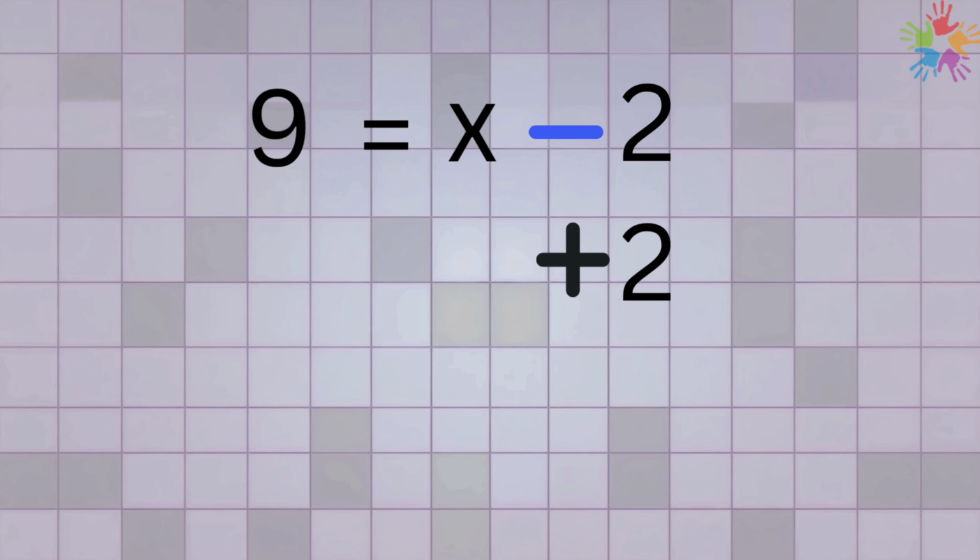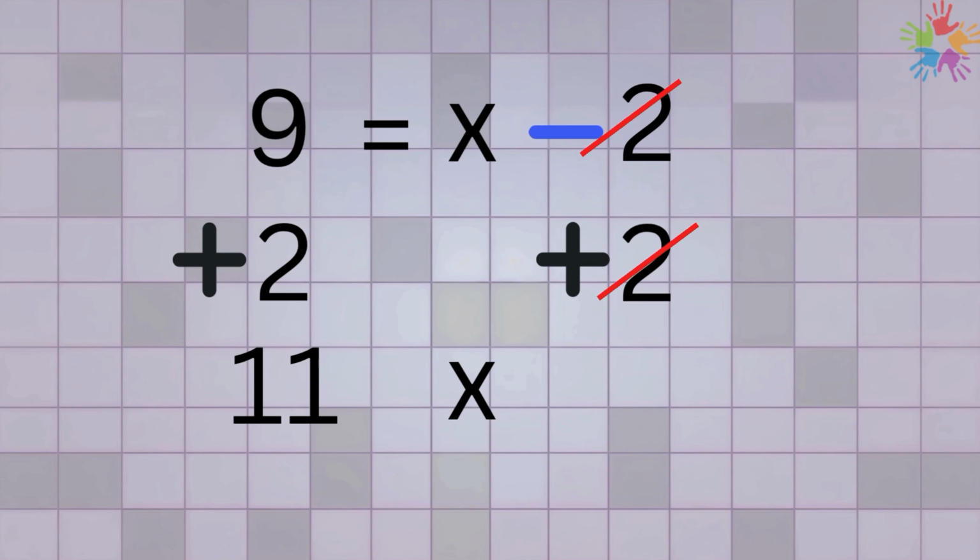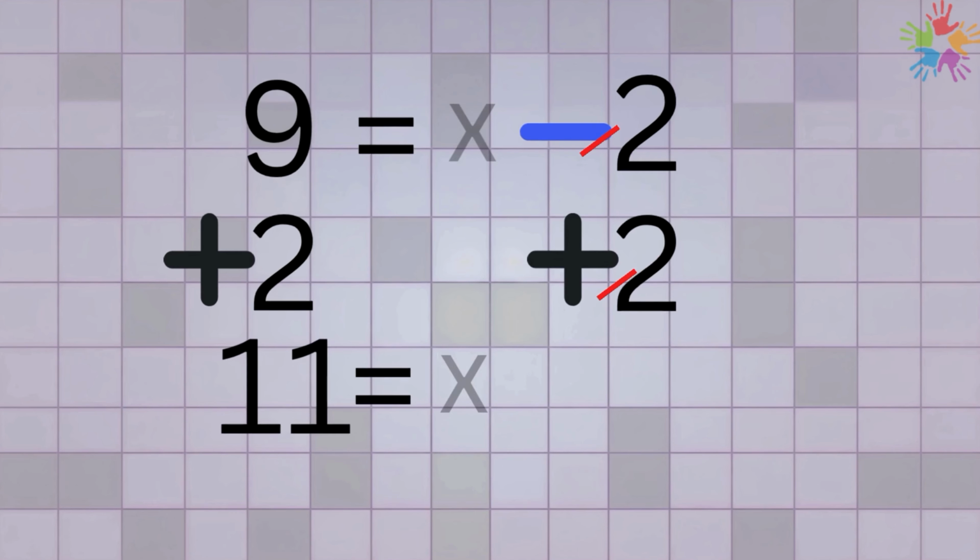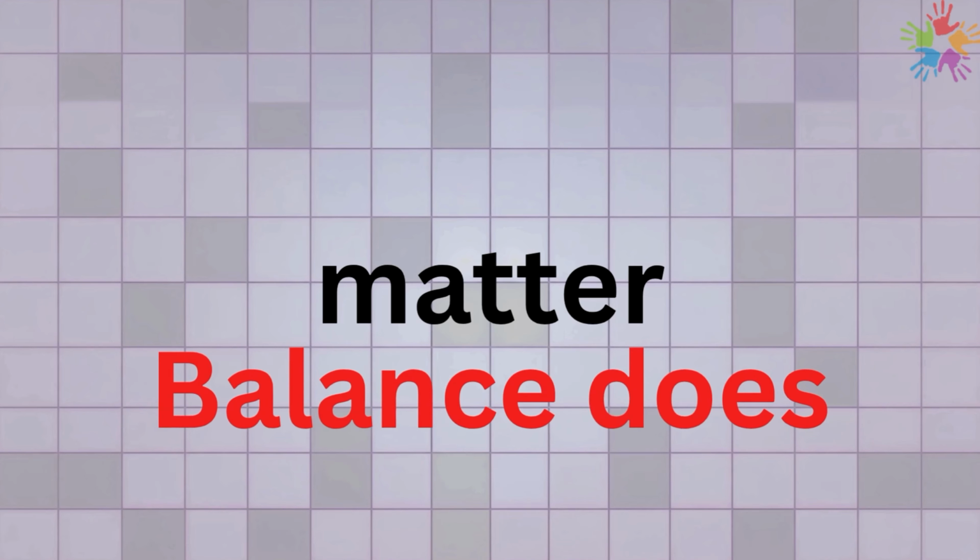We add 2 to both sides. 9 plus 2 equals 11. On the right side, -2 and +2 cancel, and the variable stands by itself. So the variable equals 11. Direction does not matter. Balance does.